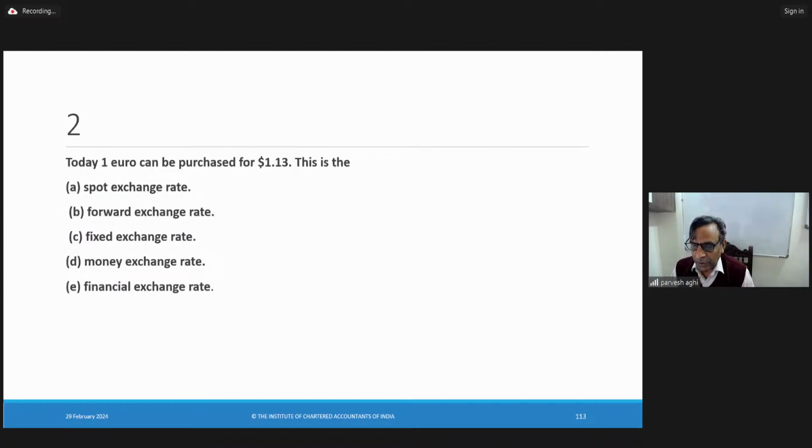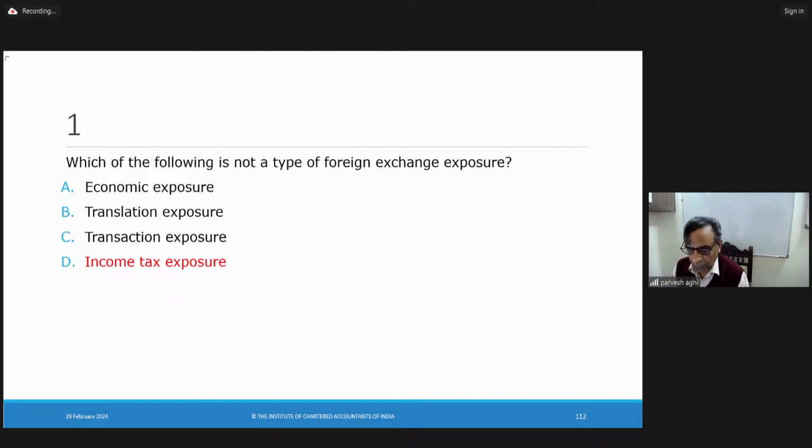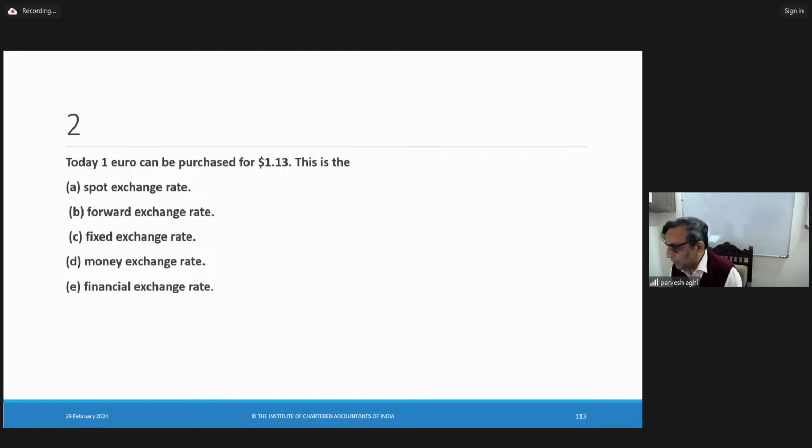Today, €1 can purchase $1.13. Is this a spot exchange rate, forward exchange rate, fixed exchange rate, money exchange rate, or financial exchange rate? Tell me. Today, €1 can be purchased at $1.13. So what is this exchange rate? Second one is actually the spot exchange rate.